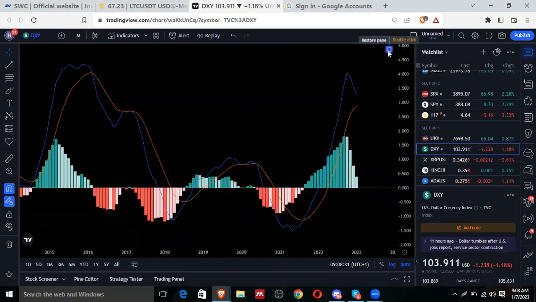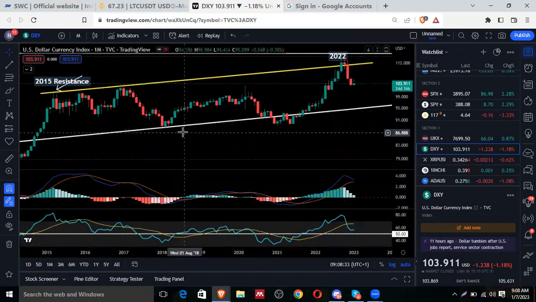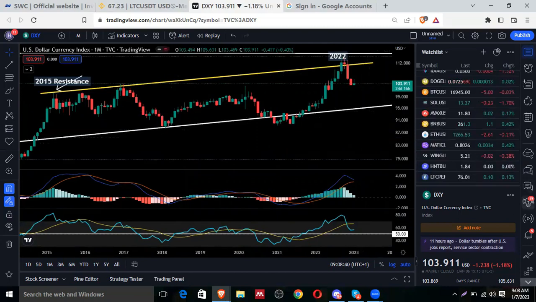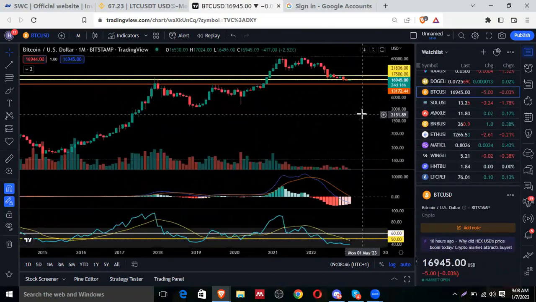Now, before I round up, I want to go to the chart of Bitcoin. Let us look at what is happening there, and see what we are likely to see in the rest of the year for Bitcoin.